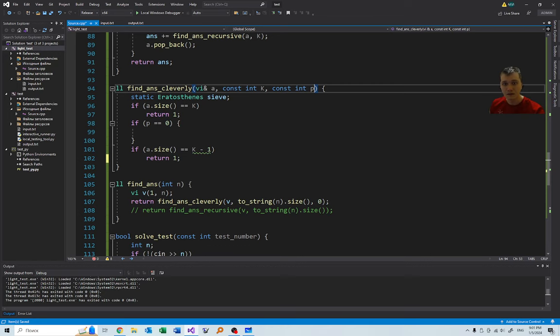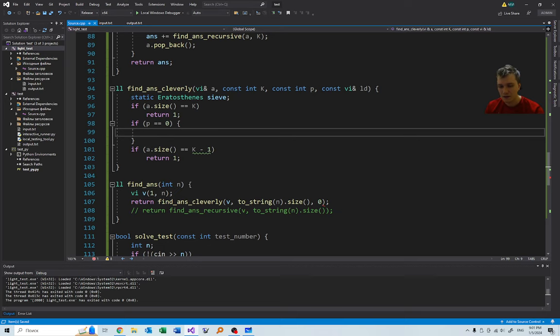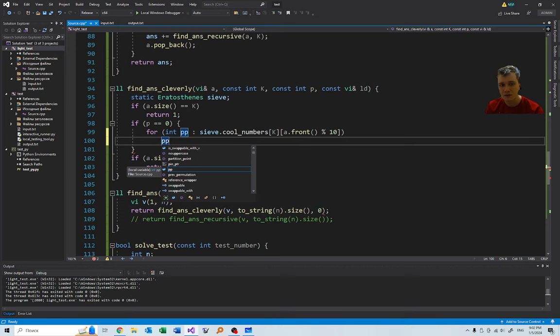Let's also make a vector of digits of p, last digits. So if p equals 0, then we need to choose p and put them in the last digits. How do we do it? We iterate over full numbers of length k, which start with a dot front percent 10. So we iterate over these full numbers. I'll assume that we chose a full number. Then we need to put its digits in a vector.